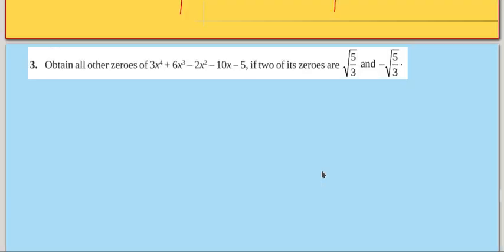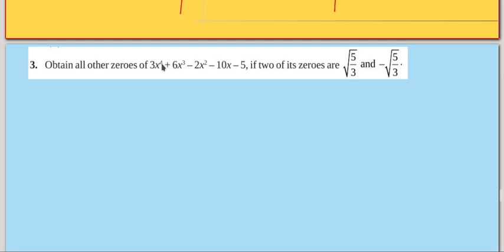Next one, obtain all other zeros of this polynomial if two of its zeros are given. Okay, square root of 5 by 3 and minus square root of 5 by 3. Two zeros are given. Actually, what type of polynomial is it? The highest power is 4, no? So it is a biquadratic polynomial.